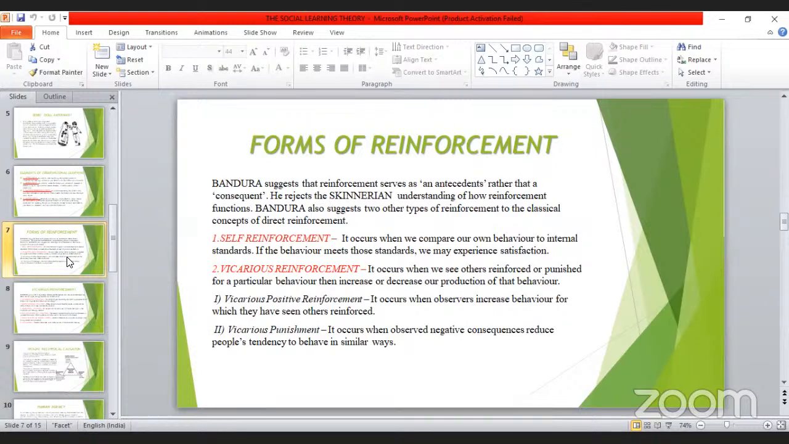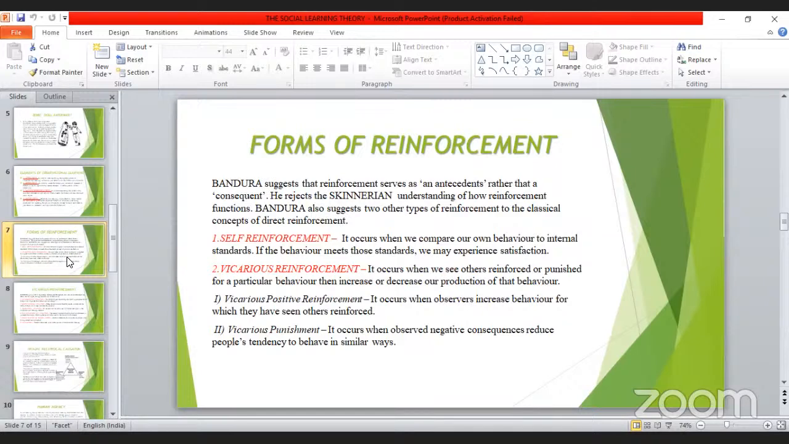The child observing the film clip feels, okay, I should behave in that manner, so I will be rewarded in the future. So in vicarious reinforcement, reinforcement can occur through observing others. But self-reinforcement is a kind of active learning. I have to perform in a particular way, and the performance meets my internal standards and leads to a rewarding situation. If I get satisfaction, then I will perform that behavior.